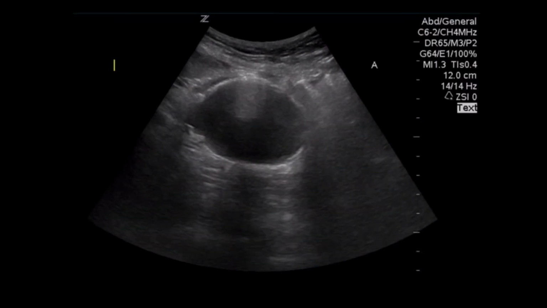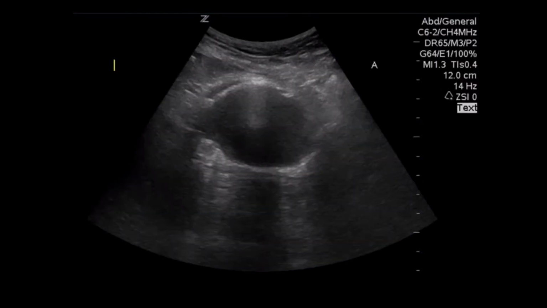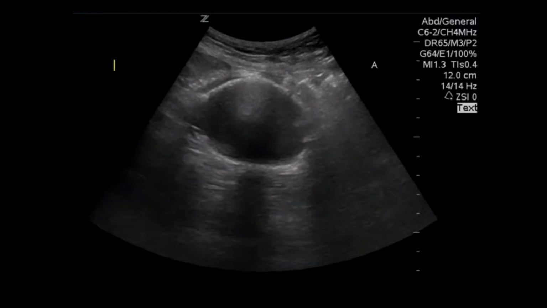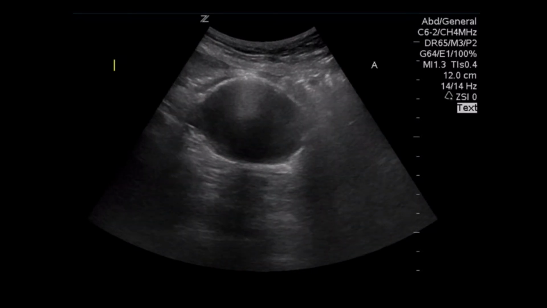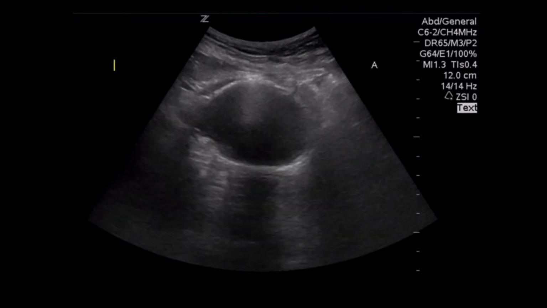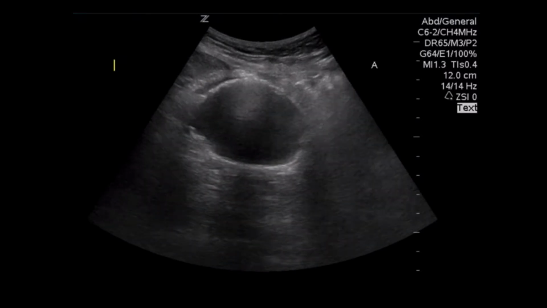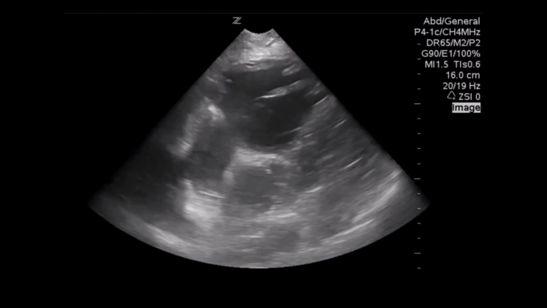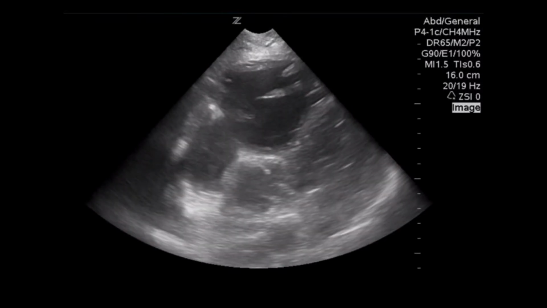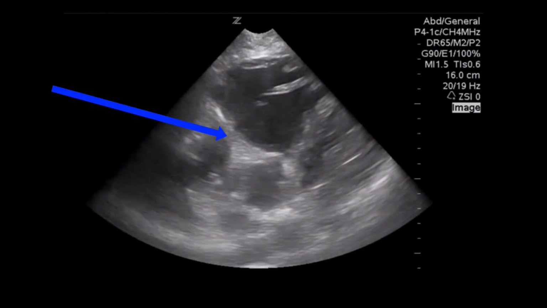Now let's look at some abnormals so you know what they look like. Here we have a mid-aorta, and what do you think we see? You guessed it, it's a AAA. It's an abdominal aortic aneurysm that measured more than 4 centimeters. Now this looks particularly scary. This is a large AAA with clot inside that ruptured into the peritoneum.